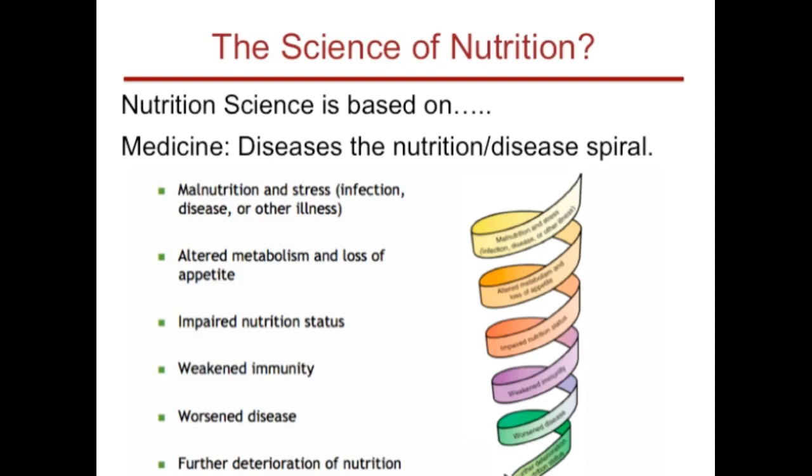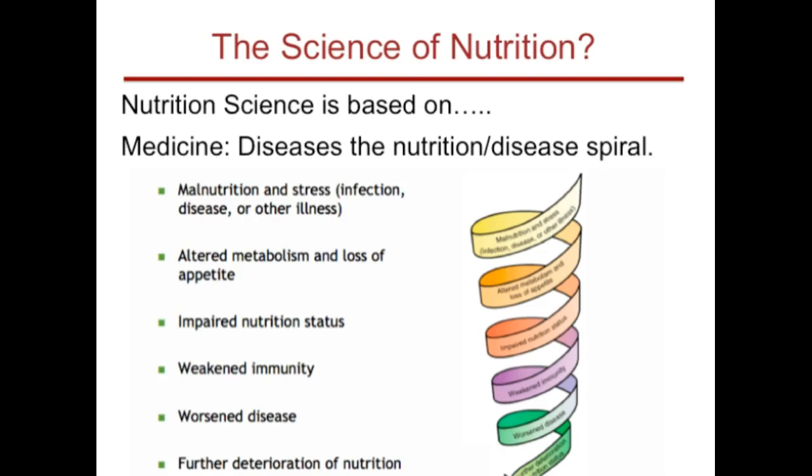Science of nutrition is based on medicine. Within this course, we'll talk about the nutrition disease spiral. Now, what is the nutrition disease spiral? Well, basically, it's a situation where through poor nutrition, malnutrition, deficiencies, or indeed even excesses, a person's metabolism or nutritional status becomes impaired, leading to weakened immune system, disease, and as this progresses, worsening disease.